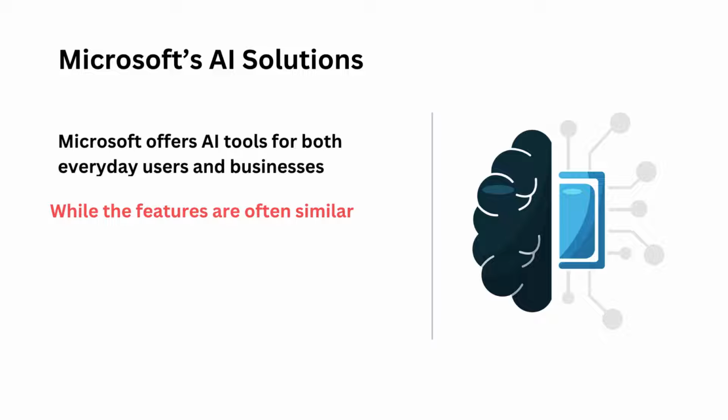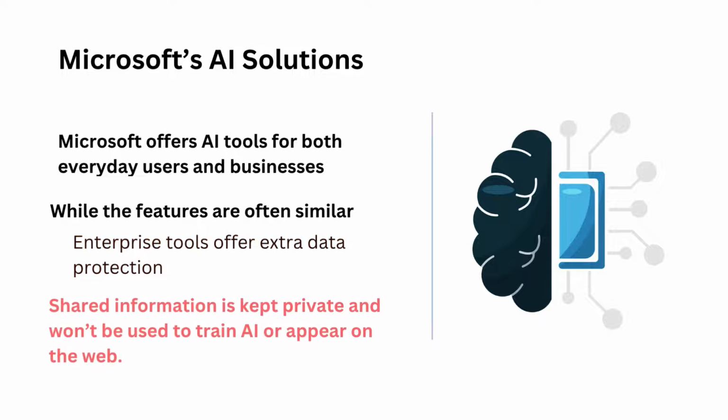Microsoft has AI tools for both personal and business use. While the features may be similar, enterprise tools protect your data. They don't use it to train AI or share it outside your company. What is it? Microsoft builds AI tools for both individuals and organizations. Business tools come with extra data privacy and don't use your information to train AI.